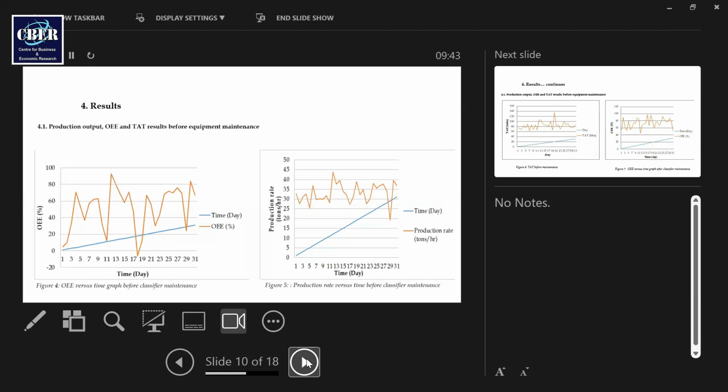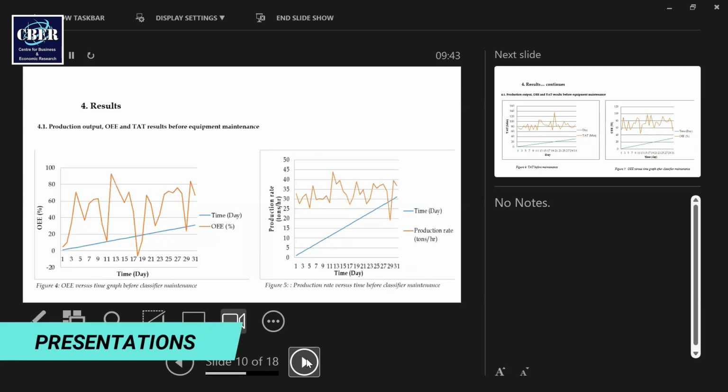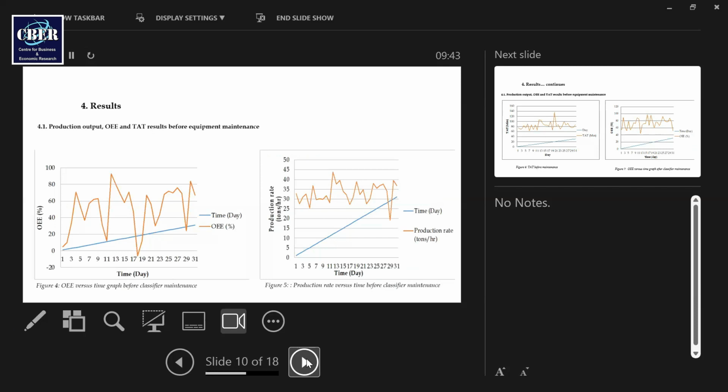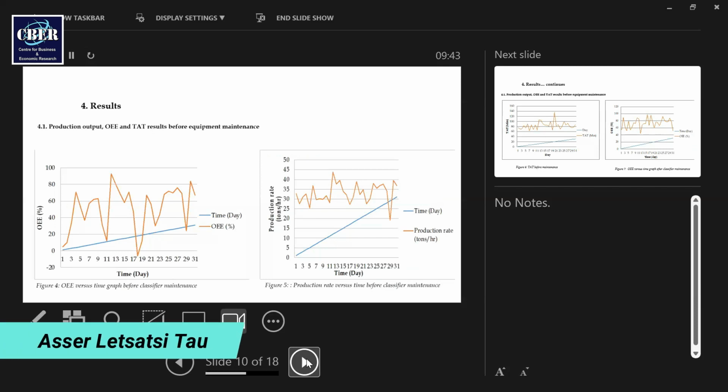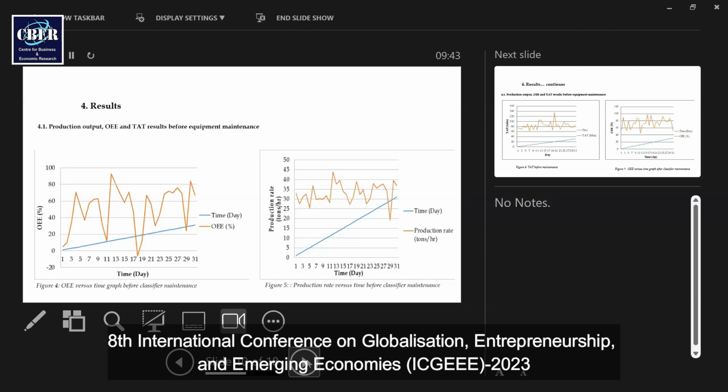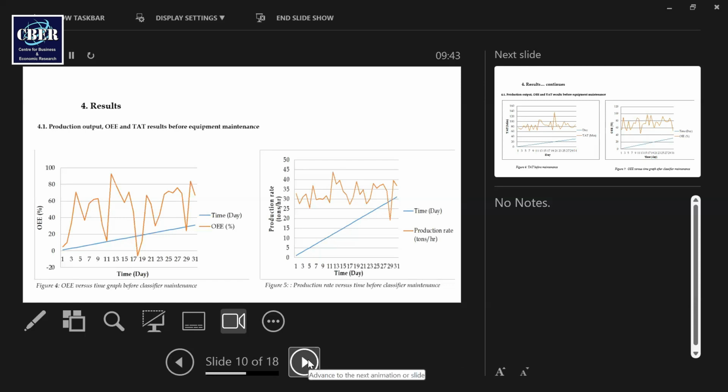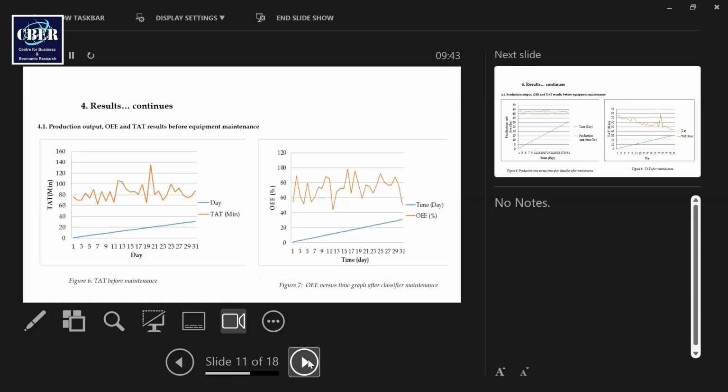In terms of results, you can see on figure number 4 the OEE as a function of time, where before the maintenance the OEE was very bad in percentage terms. You can see it was as low as 51%, where the production rate on figure number 5 was as low as around 27%. This subsequently affected the turnaround time of trucks for customers on site to pick up the finished products. You can see that the customers are waiting very long, as on figure number 6, where they can wait from over 2 hours up to 6 hours for material.